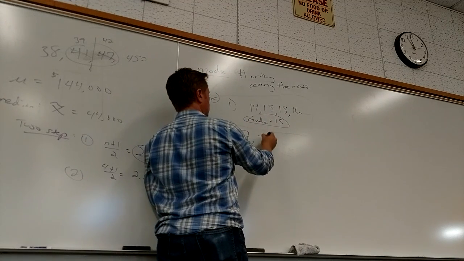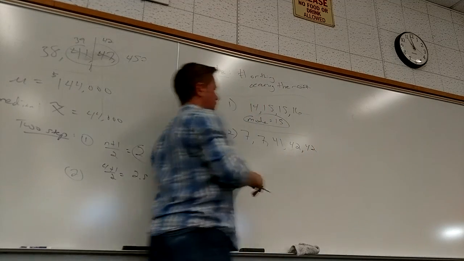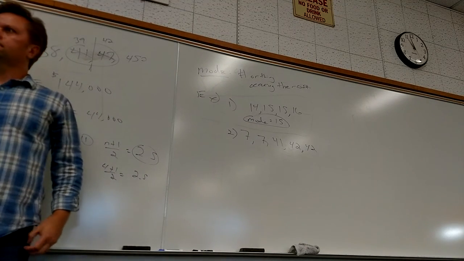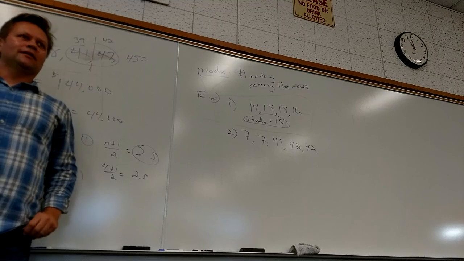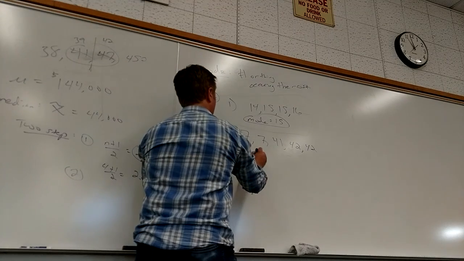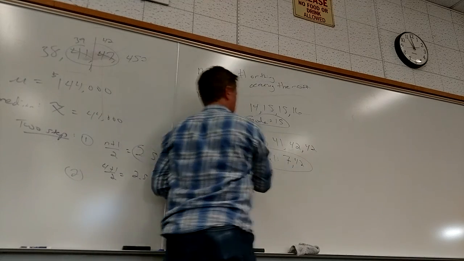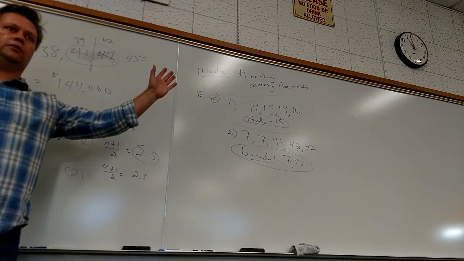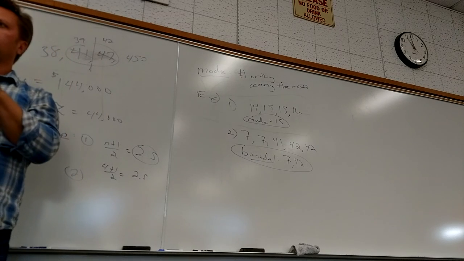If I had 7, 7, 41, 42, 42. 41 is like the anti-mode. Yeah, this is bimodal. There's two modes. Bimodal: 7, 42. This book goes to trimodal, but thank God they stopped. After that, we're like, all right, screw it. There's no mode. The mode is trying to figure out where things seem to be clustering. That's what the mode tries to do.